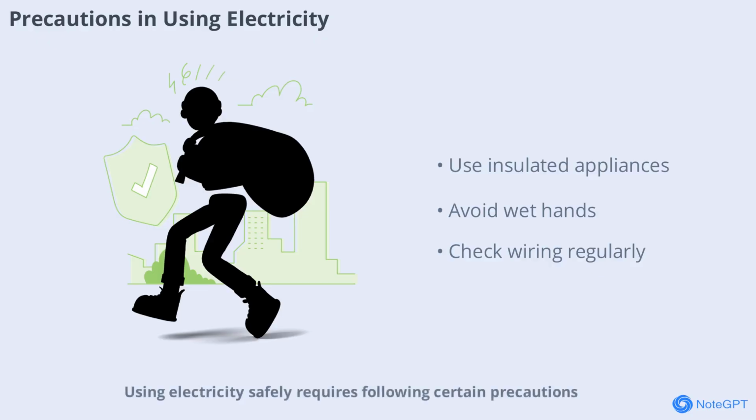Using electricity safely requires following certain precautions. Always use appliances with proper insulation, avoid touching electrical devices with wet hands, and never overload circuits. Regularly check wiring and replace damaged cords. Install fuses and circuit breakers for protection. These simple steps go a long way in preventing accidents and ensuring safe use of electricity at home and work.